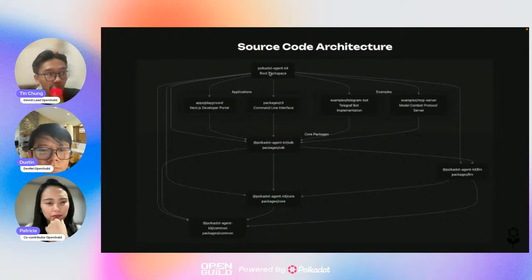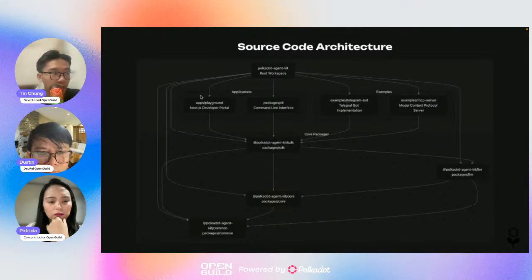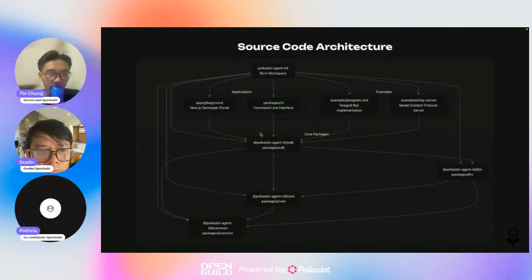So a bit about the source code architecture. The Polkadot Agent Kit includes the CLI, a playground, Telegram bot, and MCP server, and everything is shared across one core Polkadot Agent Kit SDK, where you can use the SDK to build a lot of applications. For example, here you have one example for MCP server, one for Telegram bot, and one for using the playground on top of the SDK, and the SDK is agnostic across applications.